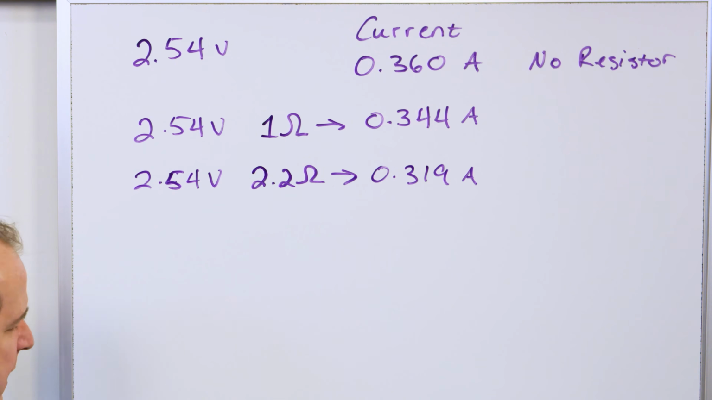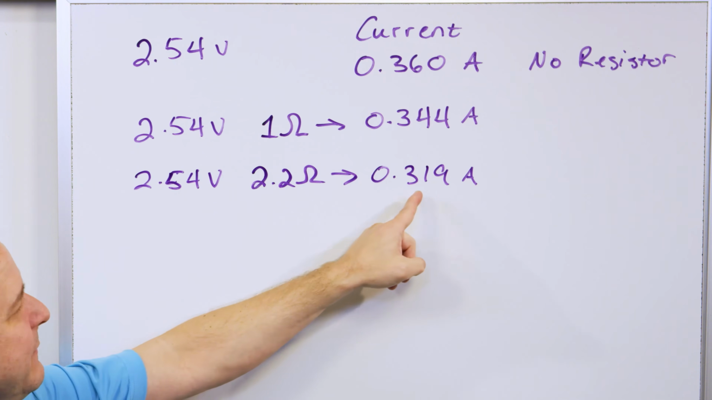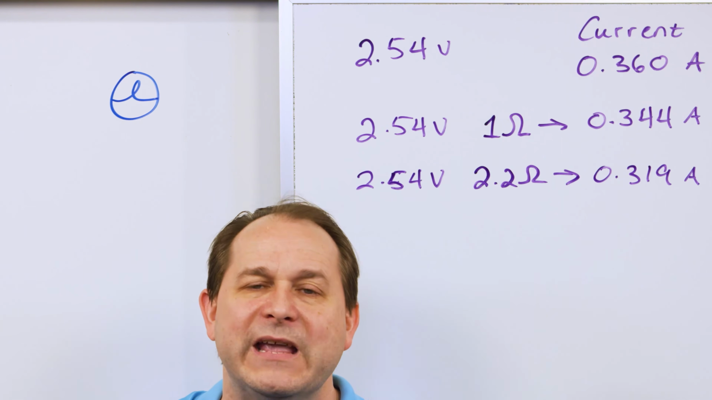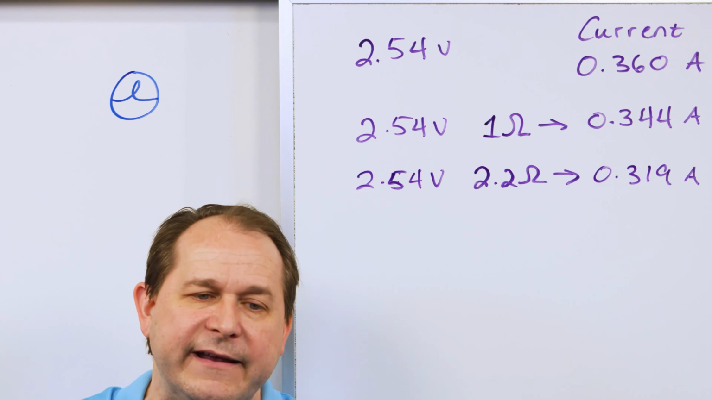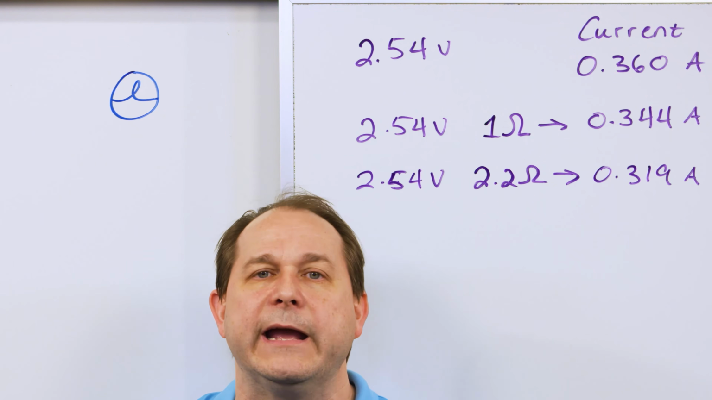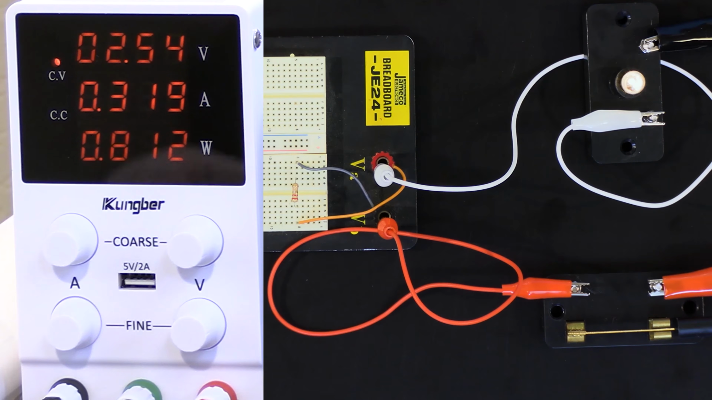54 volts. But with a higher resistance, I'm getting a lower value of the current. When I increase the resistance in the circuit, it's lowering the current. As I increase the resistance, the current goes down because there's more collisions happening and essentially choking off the current flow.